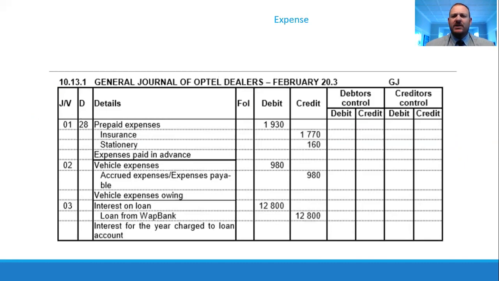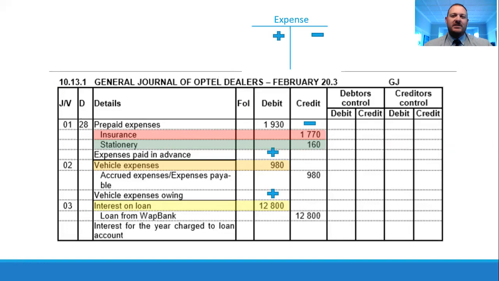Again, remember that expenses get bigger on the debit side and smaller on the credit side. If we have a look here, insurance is being credited. Stationery is also being credited, meaning that those two accounts have been reduced. And then you'll see vehicle expenses has been debited, which means that the vehicle expenses account has been increased. That's why the accrued expense is increasing vehicle expenses. And then, of course, the interest on loan account is now being recorded, so that expense is increasing on the debit side.